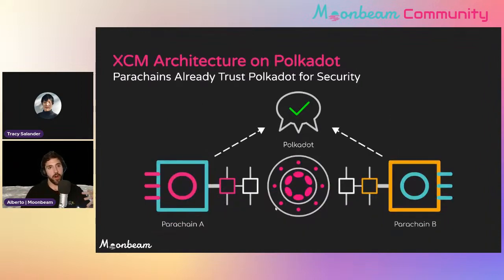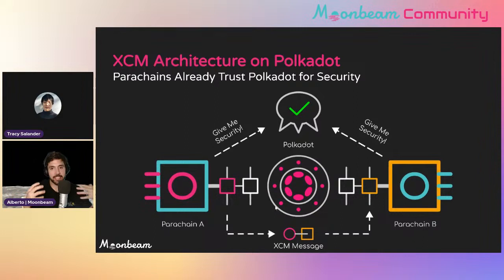And so on Polkadot, this is a little bit different if you think about it, because of Polkadot's architecture, right? Parachains are already trusting Polkadot for security, right? They're actually asking Polkadot to be their consensus. So Parachain A and Parachain B don't have a consensus to say, hey, this next state is valid or not. That is given by Polkadot. And so the beauty of it is that Parachain A can send a message, in this case an XCM message, to Parachain B, and they don't need to rely on an intermediate consensus, because they're already relying on that consensus.